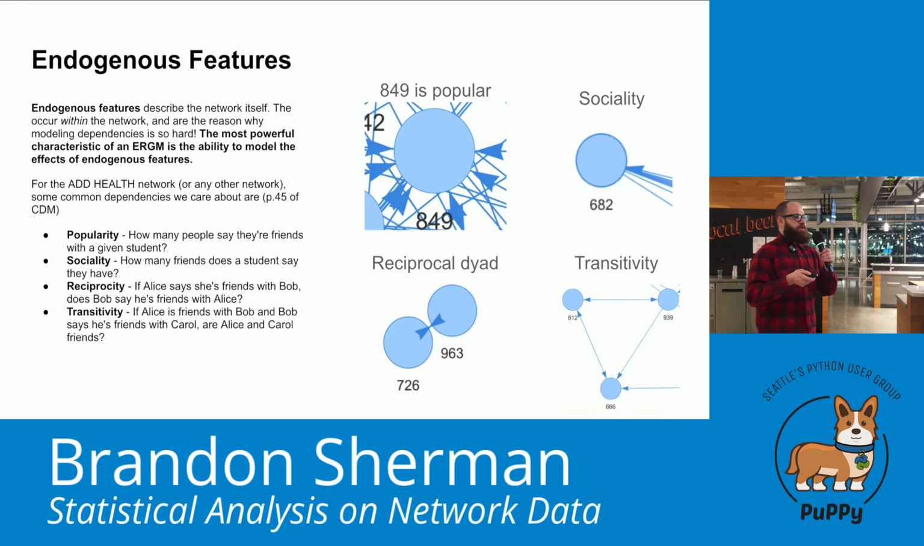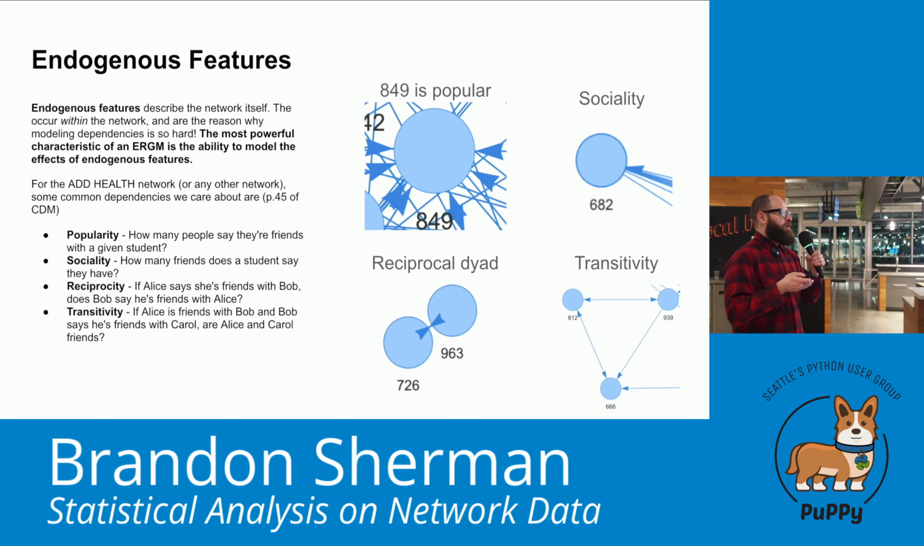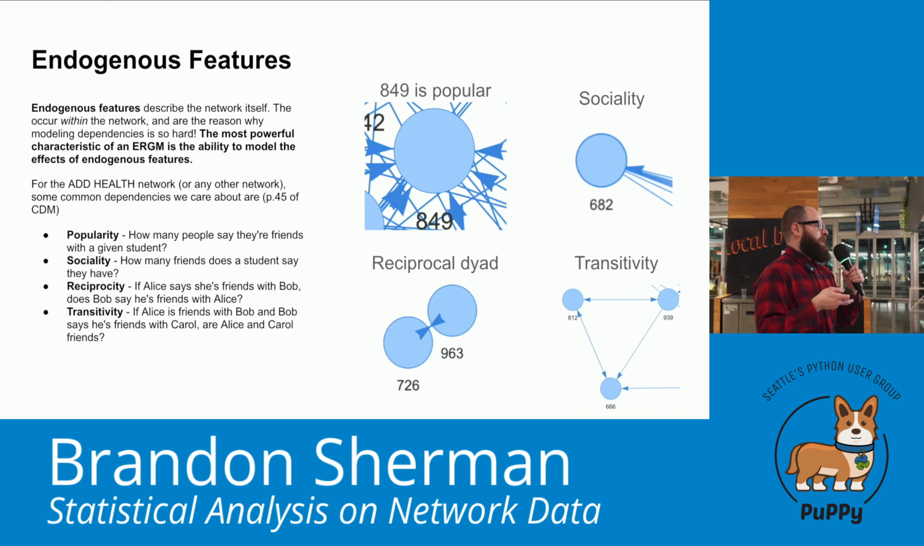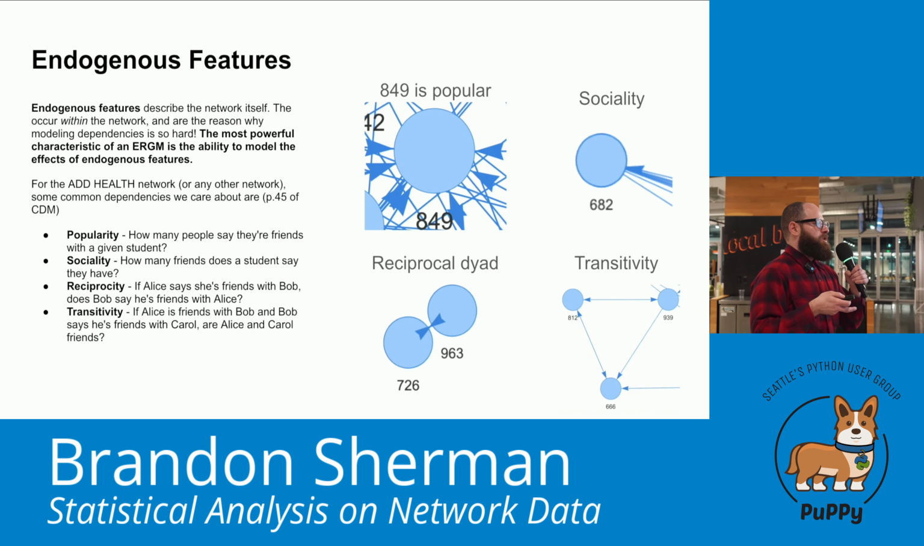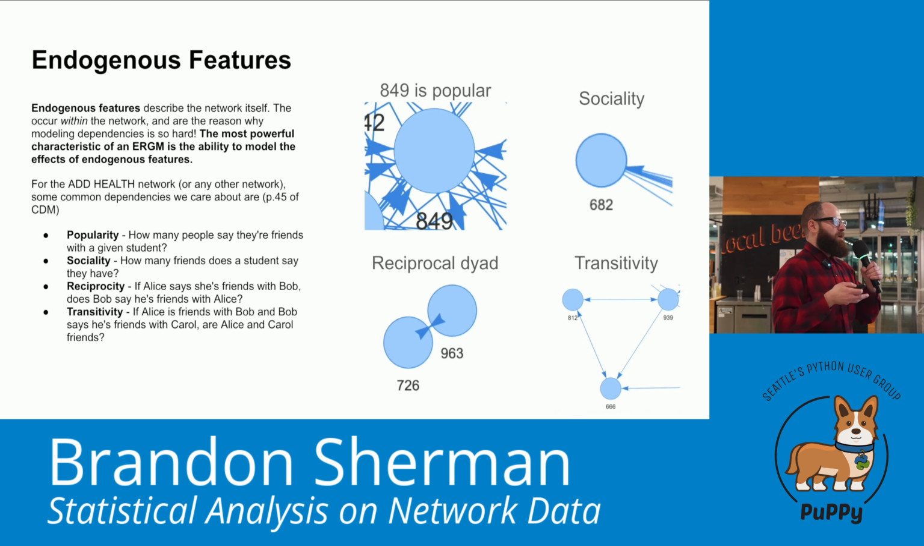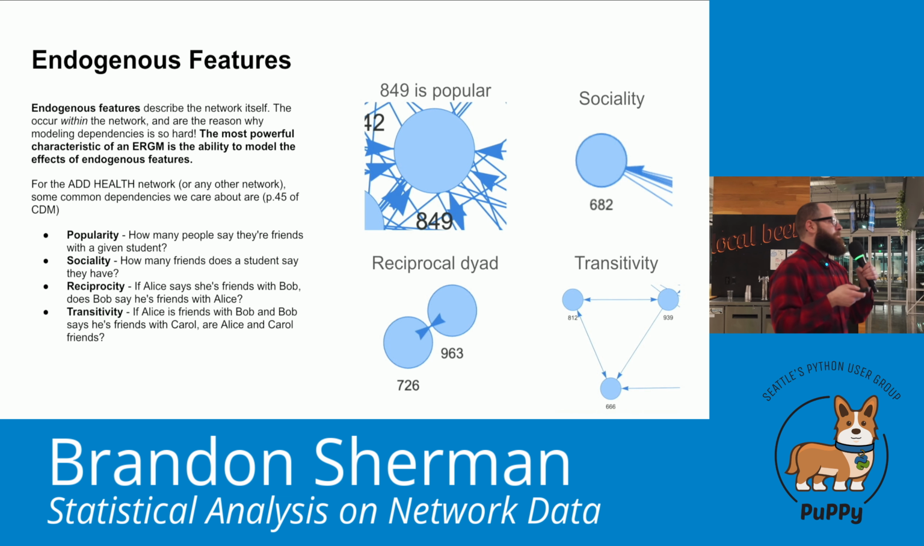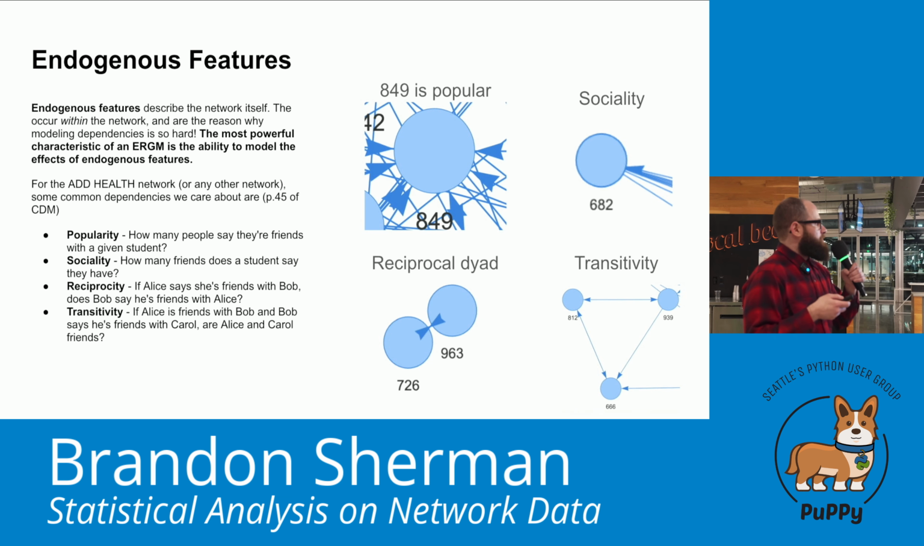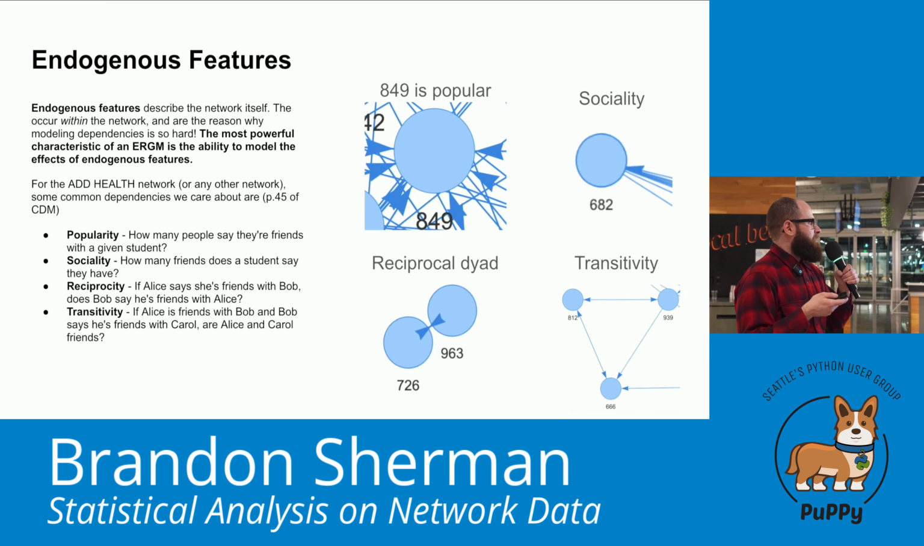There's also endogenous features. So this is the big benefit of the ERGM, of this graph framework. This is the killer feature, is we can talk about endogenous features, which are things that describe the network structure itself. Now this is fun. So network-specific things here are, we can talk about popularity. So you'll notice this student in the top left bubble has a bunch of arrows going in, meaning a lot of people say they're friends with them.